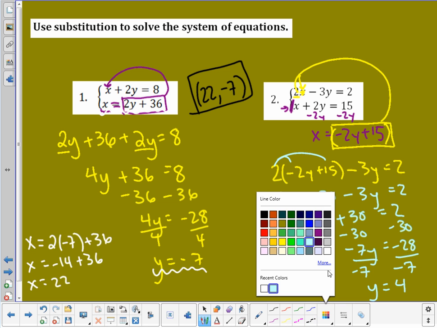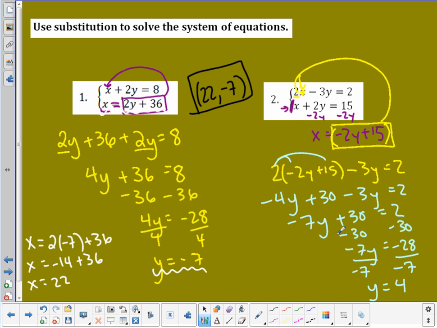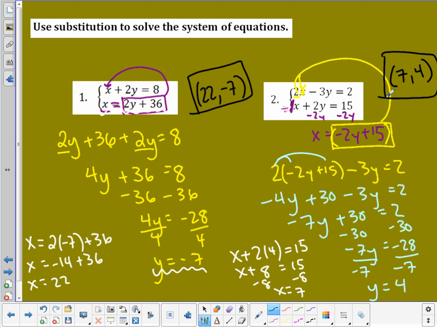Then I need to go back and substitute that in to get my x variable. It does not matter which equation you pick. I'm going to pick the bottom one. x plus 2 times 4 equals 15. That's x plus 8 equals 15. Subtract the 8. That's x equals 7. So then my solution when I write it out is 7 comma 4. All right, let's try the next one.